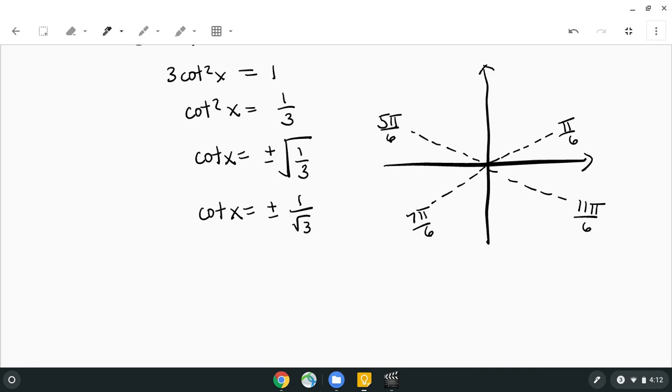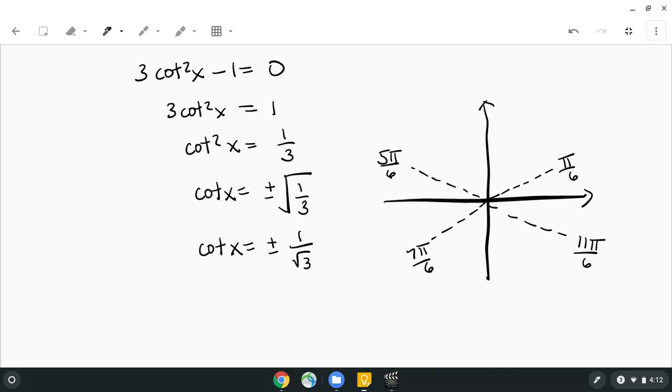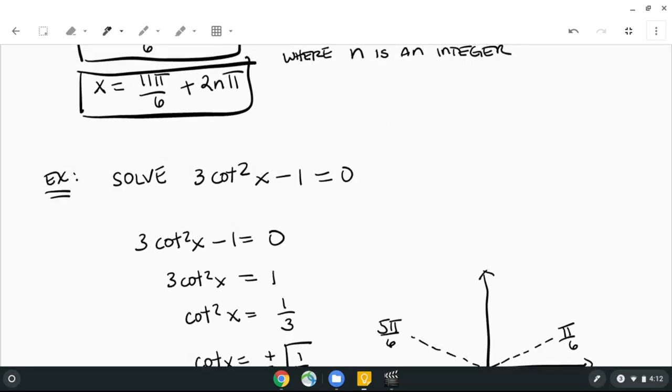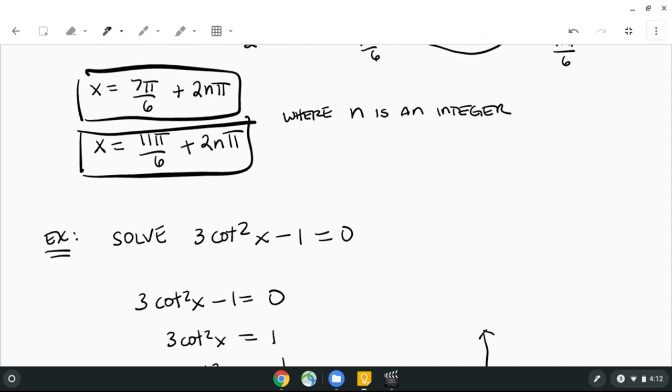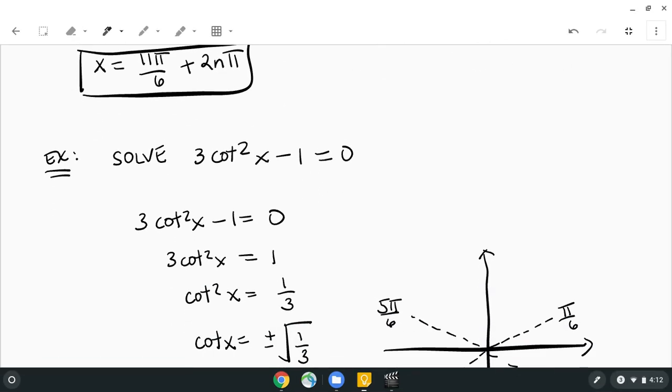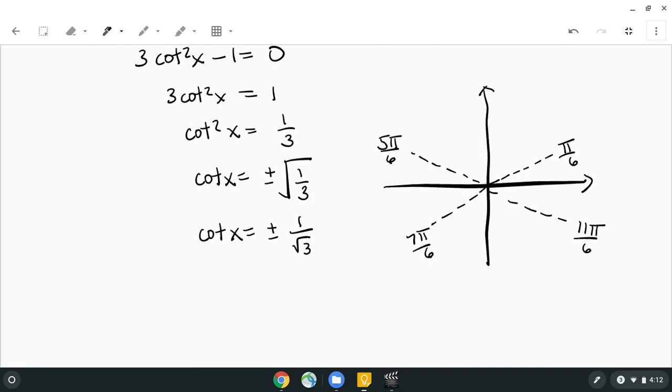We could do what we did up above and write the answer one for each of them like this: 7 pi over 6 plus 2n pi, 11 pi over 6 plus 2n pi. We can do that for each of them. That's one way, right? We could do pi over 6 plus 2n pi, 5 pi over 6 plus 2n pi, 7 pi over 6 plus 2n pi, 11 pi over 6 plus 2n pi. Okay, we could do it that way.